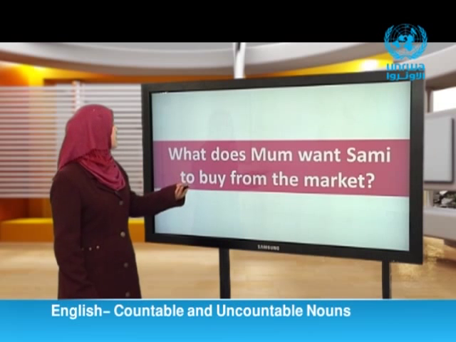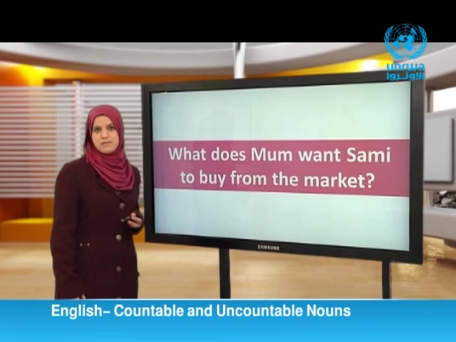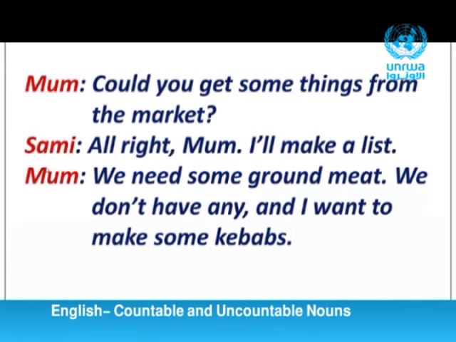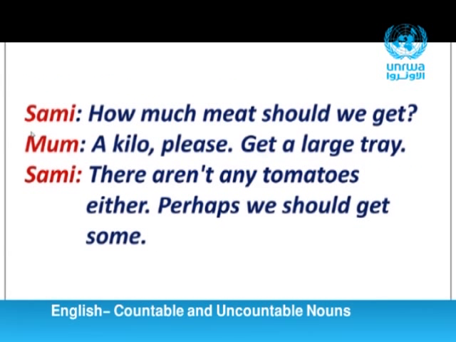What does Mom want Sammy to buy from the market? Mom: Could you get some things from the market? Sammy: All right, Mom, I'll make a list. Mom: We need some ground meat. We don't have any, and I want to make some kebabs. Sammy: How much meat should we get? Mom: A kilo, please. Get a large tray.